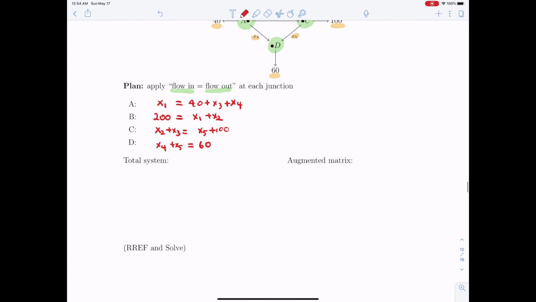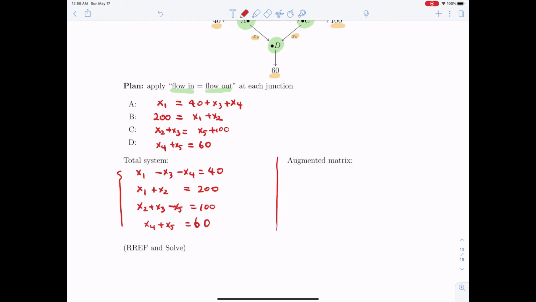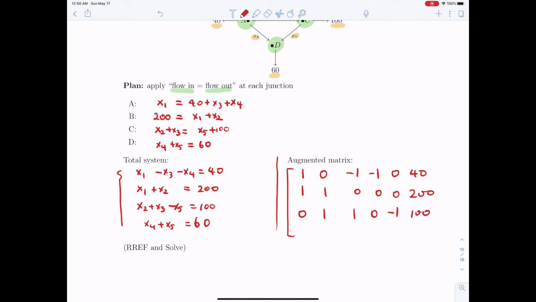This gives you a system of equations: x1 minus x3 minus x4 equals 40, x1 plus x2 equals 200, x2 plus x3 minus x5 equals 100, and x4 plus x5 equals 60. If you write that as the augmented matrix, that gives you 1, 0, negative 1, negative 1, 0, 40; 1, 1, 0, 0, 0, 200; 0, 1, 1, 0, negative 1, 100; and 0, 0, 0, 1, 1, 60.